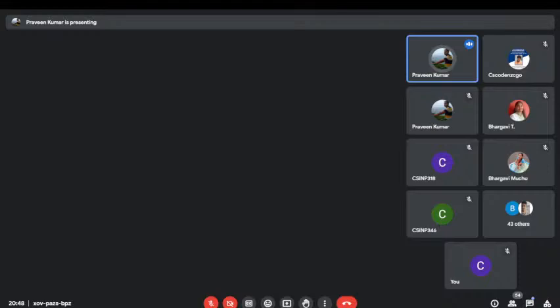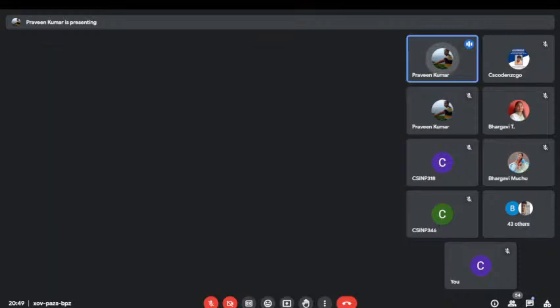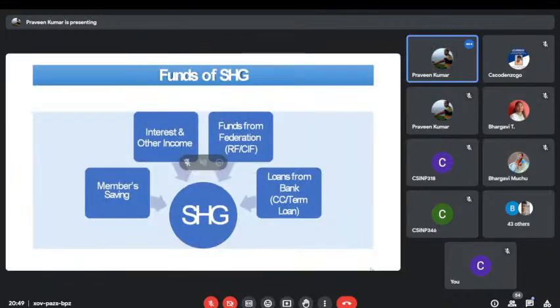Okay. How does fund come into SHG? It comes from member savings. Initially, it comes from the interest which members pay, 1%. Then funds from RF and CIF. CIF is Community Investment Fund, which is provided after 6 months. RF is Revolving Fund, which is provided after 3 months. The RF amount was earlier 15,000, now it is 30,000, and CIF is around 50 to 60,000, which we give.